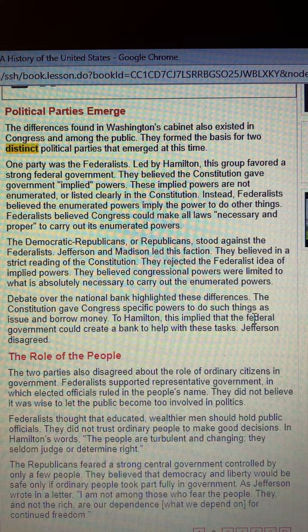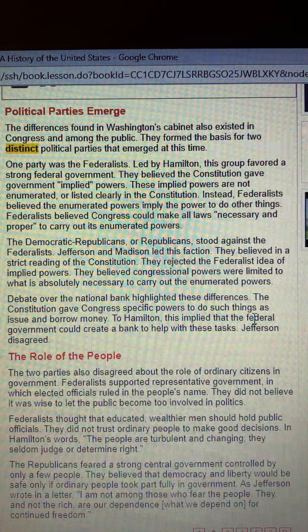The role of the people. The two parties also disagreed about the role of ordinary citizens in government. Federalists supported representative government, in which elected officials ruled in the people's name. They did not believe it was wise to let the public become too involved in politics. Federalists thought that educated, wealthier men should hold public office. They did not trust ordinary people to make good decisions.